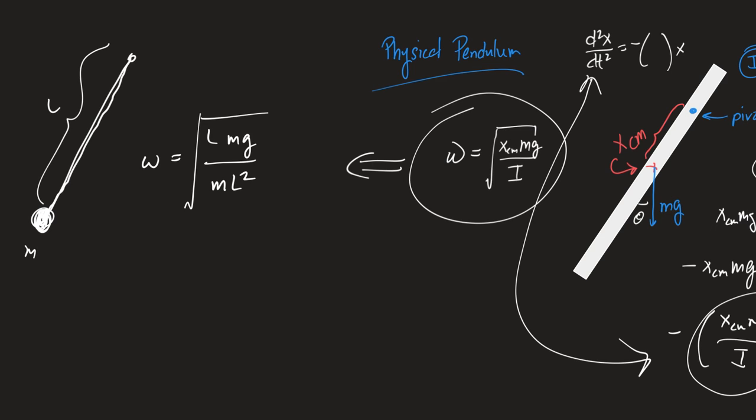And when I cancel out the M and L, I get what drops down to be the same thing as a simple pendulum. So the simple pendulum has always been the physical pendulum, just simplified.